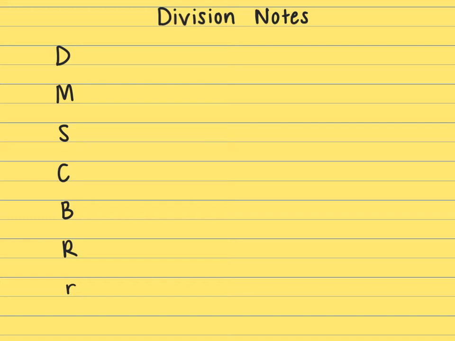The first word is does. The second word is my. And we have sister, catch, black, river, rats. So you should have written down does, my, sister, catch, black, river, rats. Now this might sound silly to you, but this is going to help us with our steps for division.